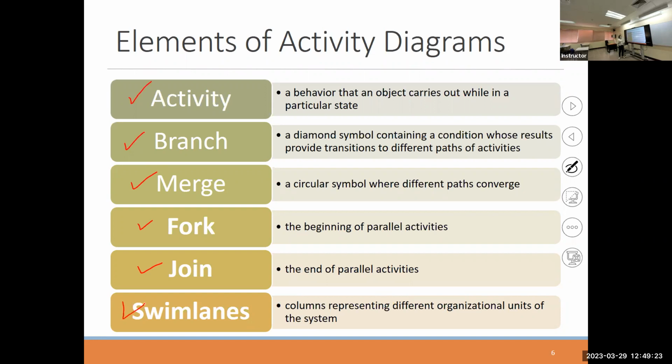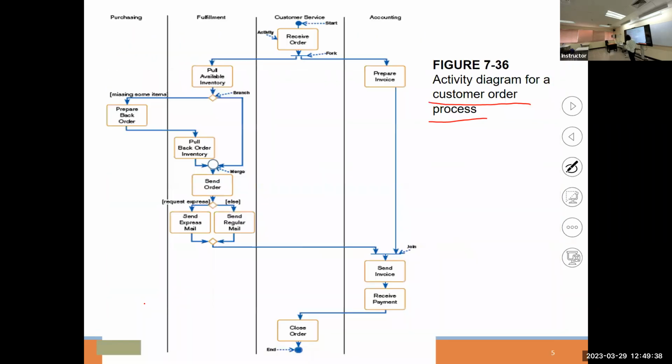Swim lanes, these are the columns that divide all those activities by different components, units of the system, or people, actors. So let's see here. These are the swim lanes.